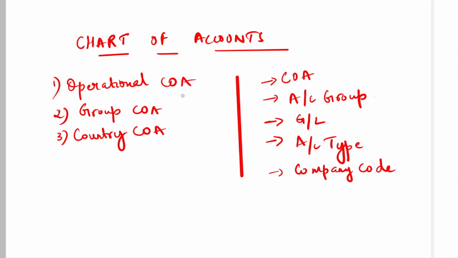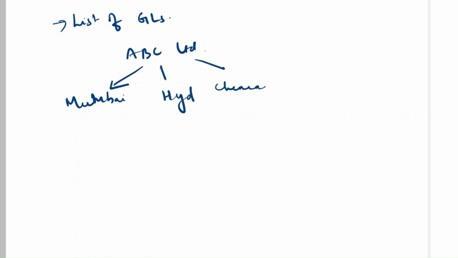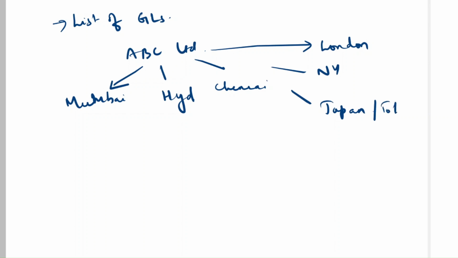All the accounting entries are posted in ledgers and are recorded in the operational chart of accounts. So this is mandatory. Then there can also be group and country charts of accounts. What does that mean? Let me explain with an example. Let's say there's a huge company, ABC Limited. ABC Limited has operations at multiple places in India, let's say Mumbai, Hyderabad, Chennai, and also in other countries, let's say London, New York, and Tokyo, Japan.